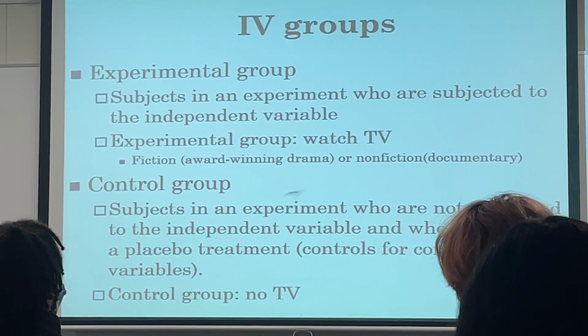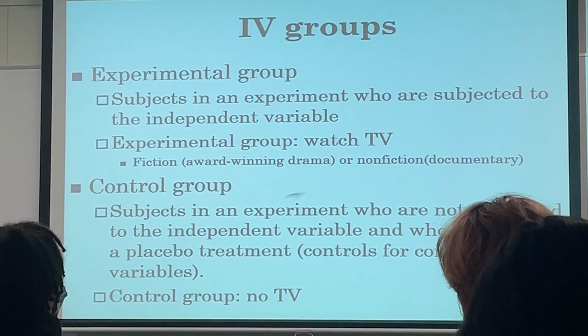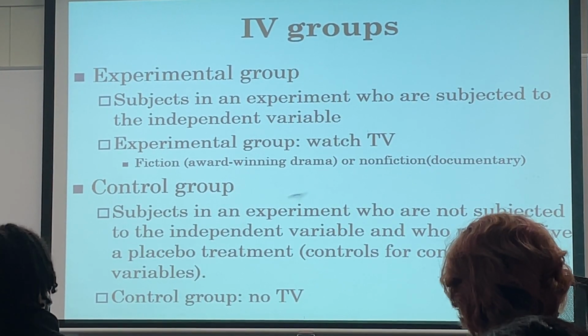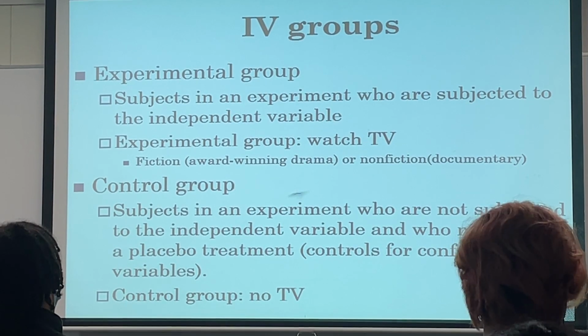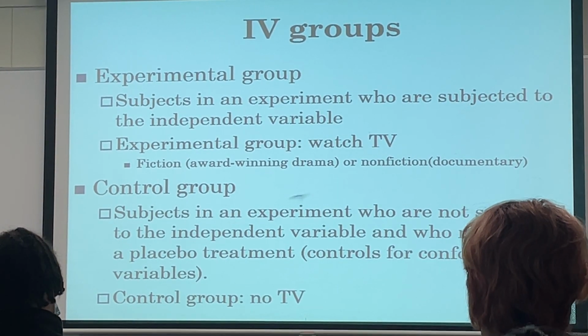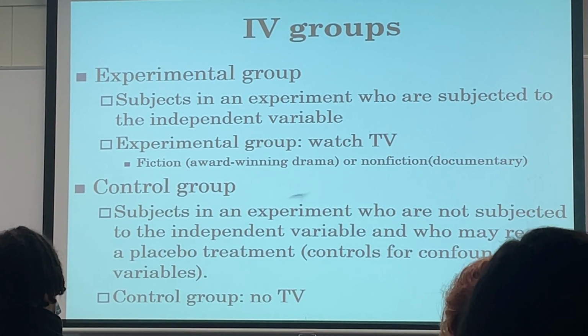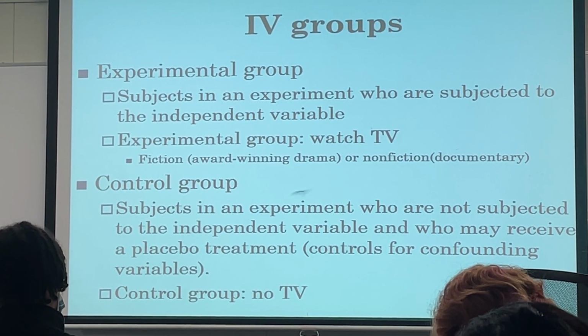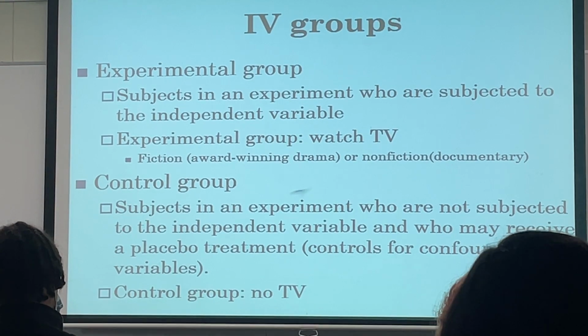The control group is not subjected to the independent variable. You might see a placebo, so placebo for the drug. Maybe they don't take notes at all, they just sit there and watch, or do the professor a great favor by filming, so you can therefore watch it later. Okay, control group in our example, no television.